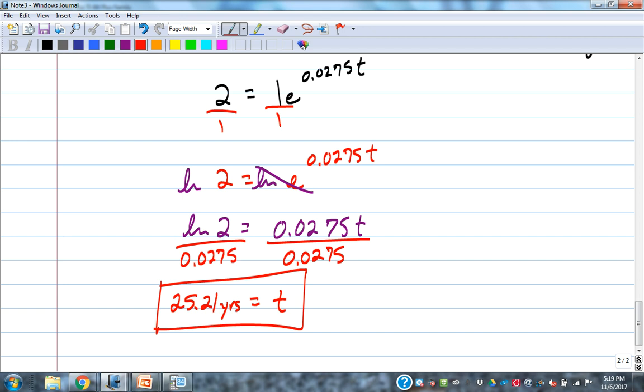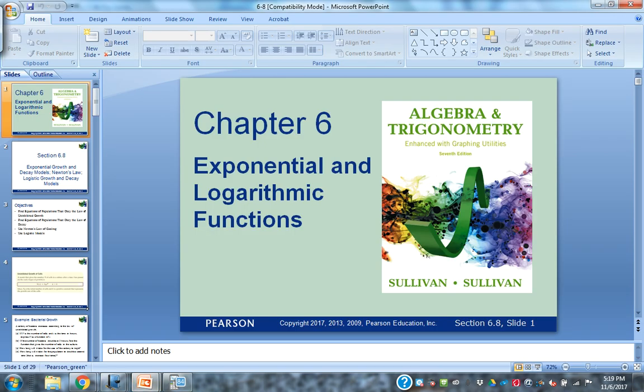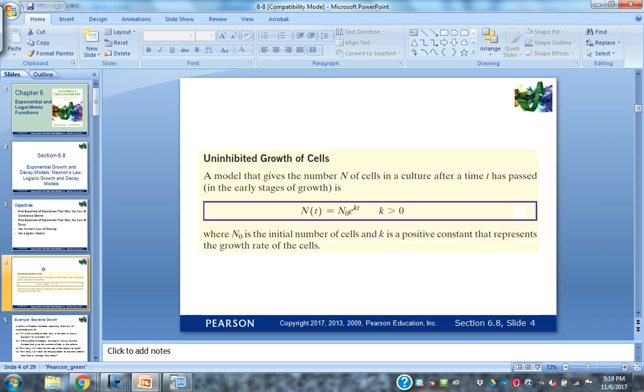All right. Now, PowerPoint time. I'm usually not a big PowerPoint user, but this one is kind of helpful in getting some things going here. All right, so this section 6.8 is the one I'm starting with. 6.8, they both look the same. But this one says 6.8 on the front. 6.8, exponential growth, decay models, Newton's law, and logistic growth and decay models.